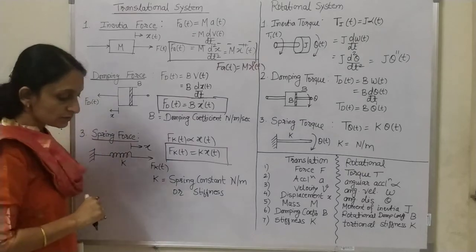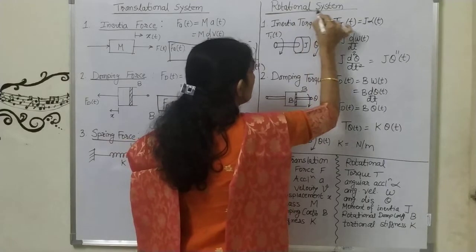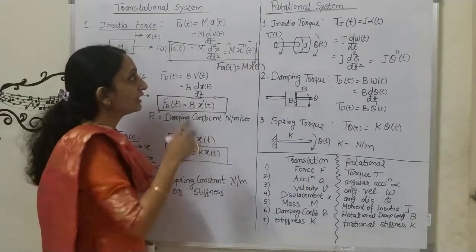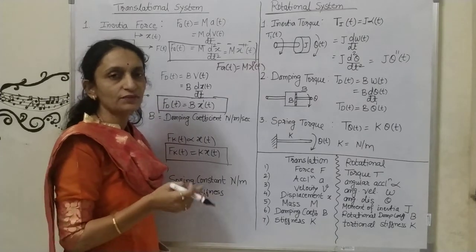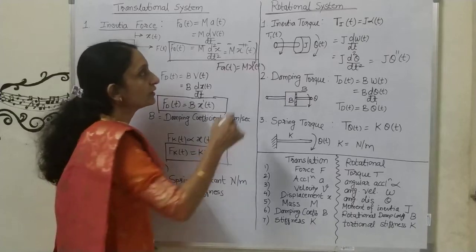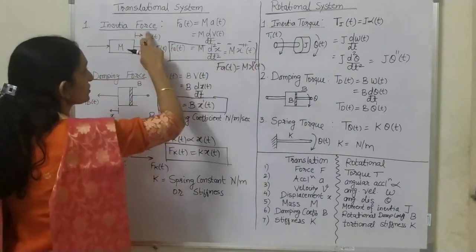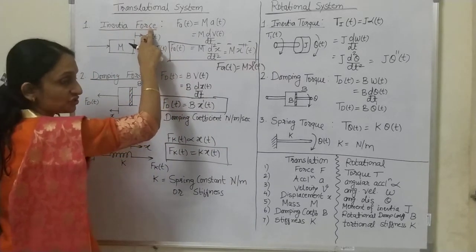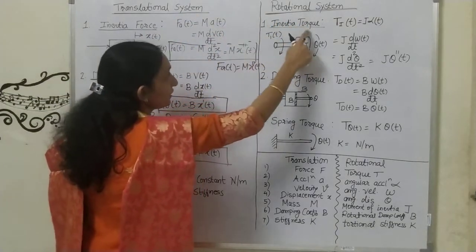Now the same thing applies to the rotational system. When the system is rotating about a fixed point, it is called a rotational system. Again there will be three forces that oppose the rotational system. Number one is the inertia torque. See the correlation. The first force is the inertia force. Force is a translation quantity. In the case of a rotational quantity, force is given as torque.